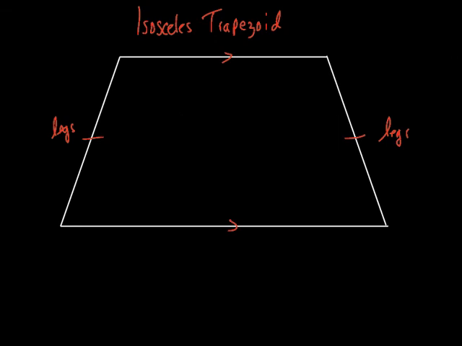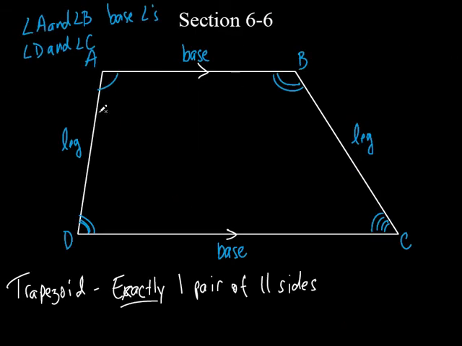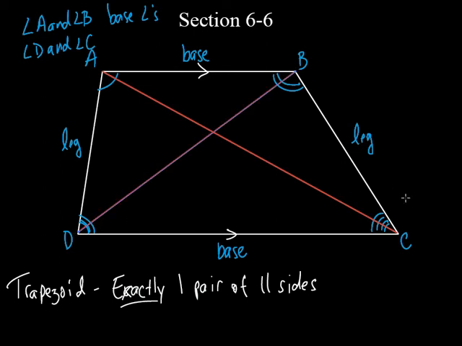Oh, you know what? Sorry, I should have done this. Let's go back to this real quick. All right, almost forgot. This is going to have to do with an isosceles trapezoid, but I wanted to do this first. What did I just draw right there? I just drew two what? Diagonals, okay?